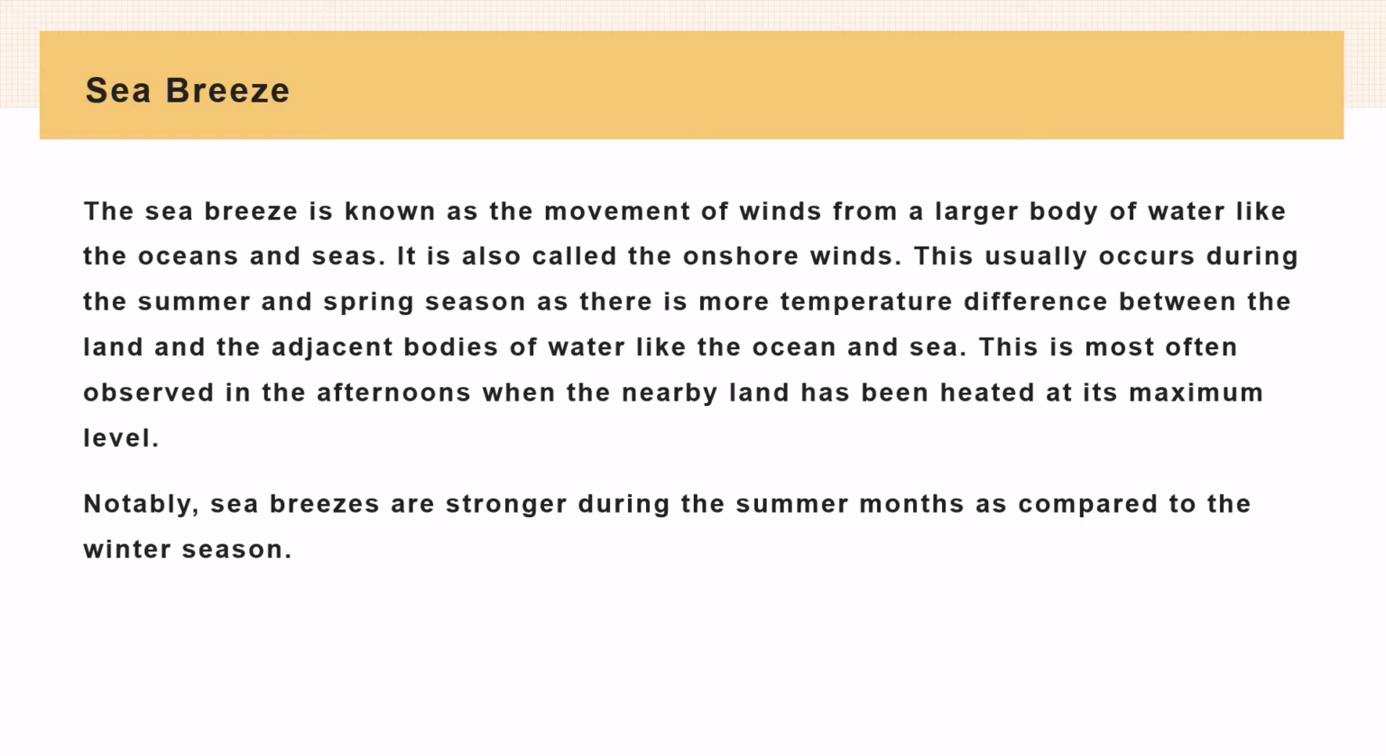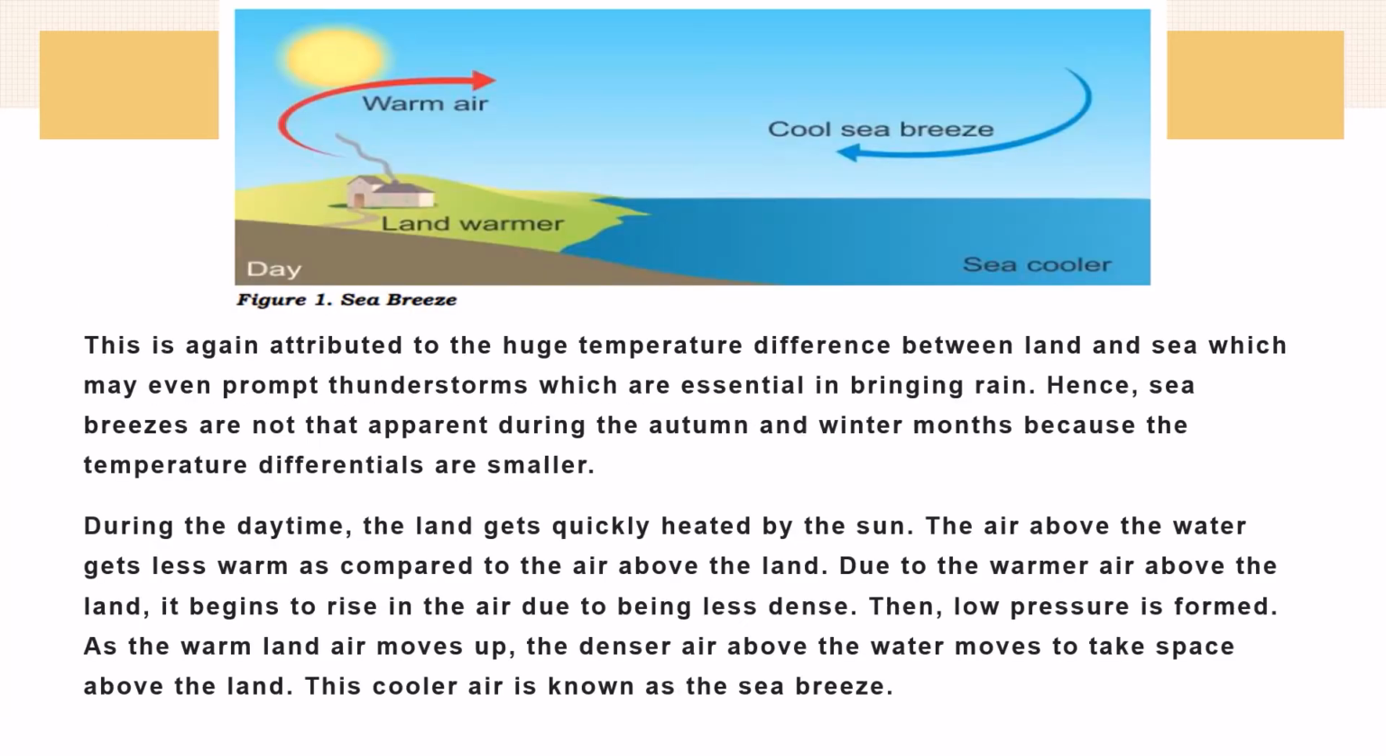Notably, sea breezes are stronger during the summer months as compared to the winter season. This is again attributed to the huge temperature difference between land and sea, which may even prompt thunderstorms, which are essential in bringing rain. Hence, sea breezes are not that apparent during the autumn and winter months when the temperature differentials are smaller. During the daytime, the land gets quickly heated by the sun.